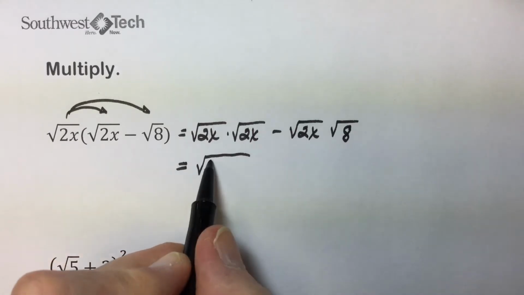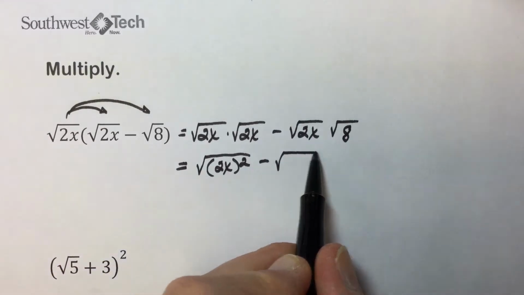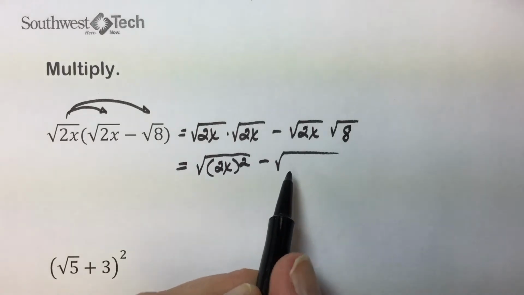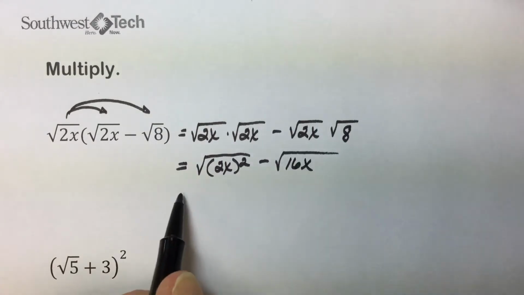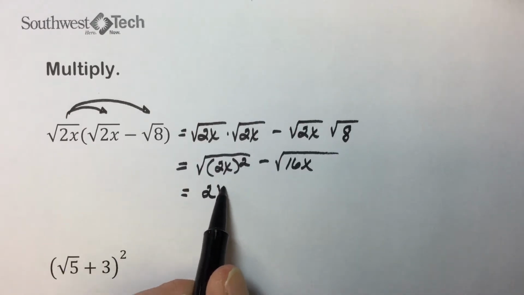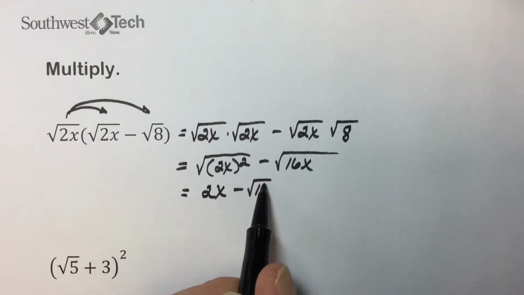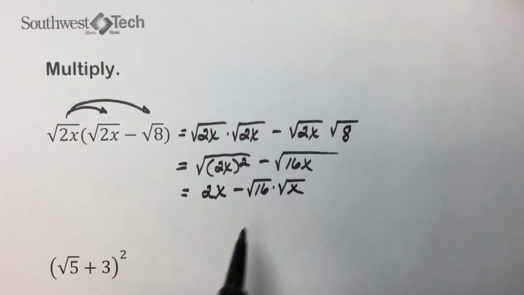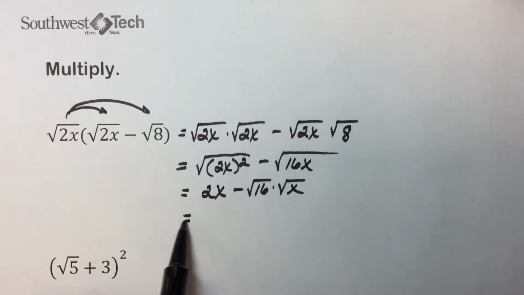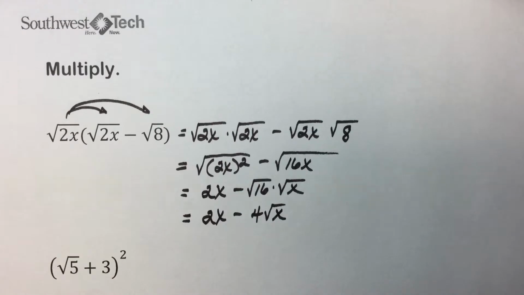In other words, we have the square root of 2x, the quantity squared, which is a perfect square. The second term, when we multiply the radicands together, leaves us with 16x. Simplifying further, the square root of something squared is that something, so we have a 2x. Square root of 16x can be broken into square root of 16 times the square root of x using our product rule for square roots, and simplifying further results in a perfect square with our square root of 16 times the square root of x for our final solution to this multiplication.